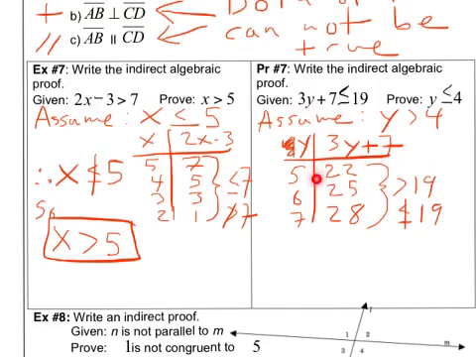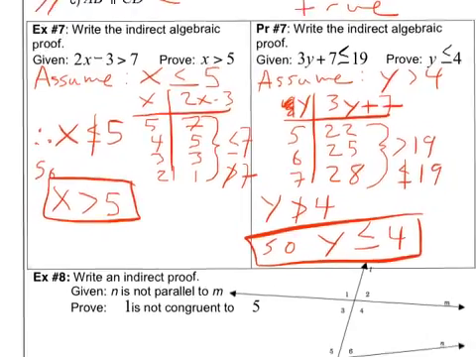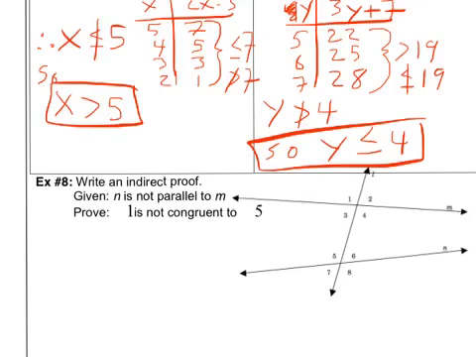This statement and this cannot both be true. So therefore, y cannot be greater than 4. So we know that y is less than or equal to 4. Hopefully you're seeing the logic. That's the most important part for you to understand, the flow of these things. So once you do that, then these things become pretty simple.